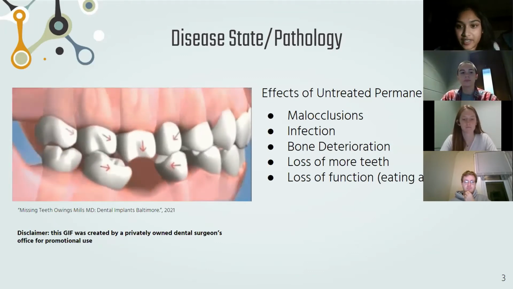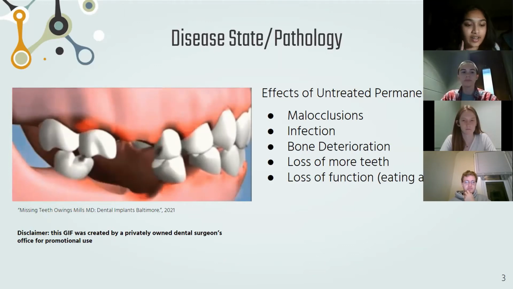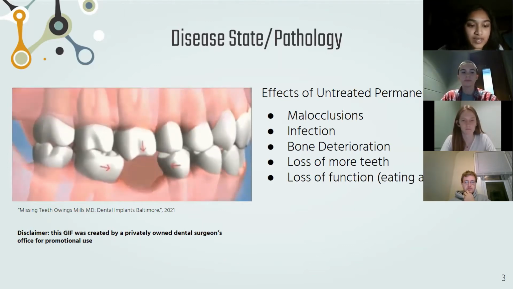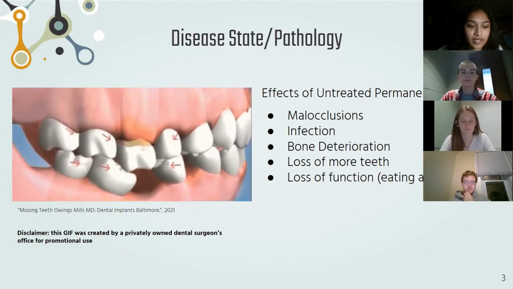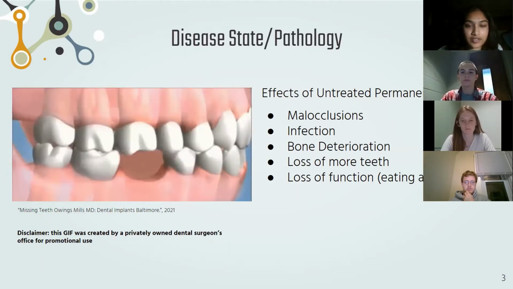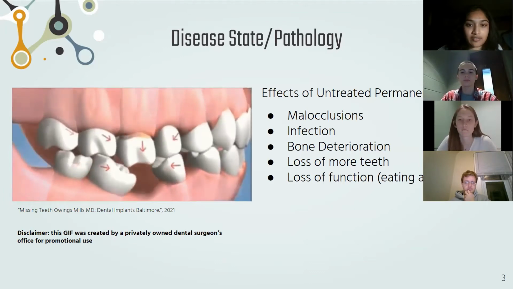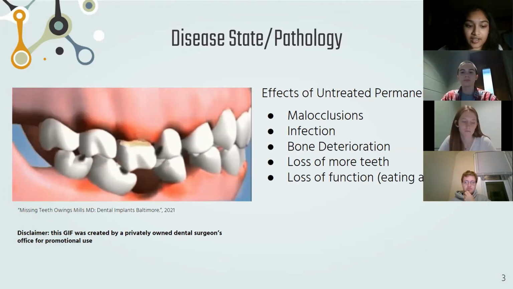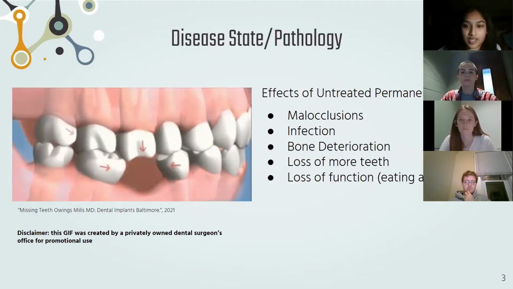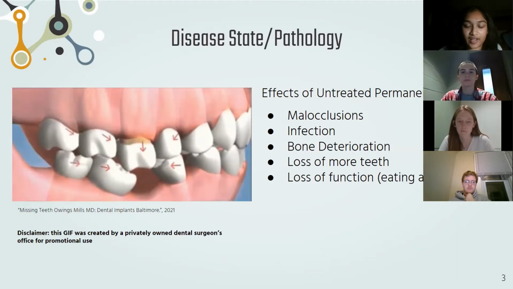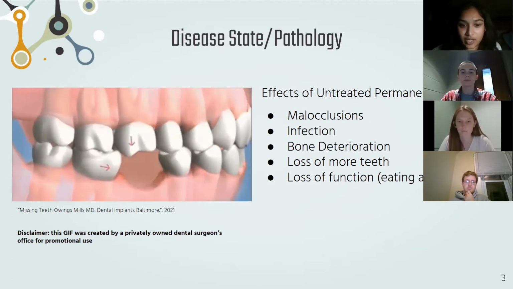Losing a tooth may not seem like a big deal at first, but if you leave it untreated, it can cause a domino effect of increasingly severe problems. For example, it can cause malocclusions or the crowding of your teeth, like you can see in the GIF here. And then this can lead to shifting of the gums and deterioration that leaves wounds susceptible to infection, and the deterioration of the bone and the eventual loss of function.